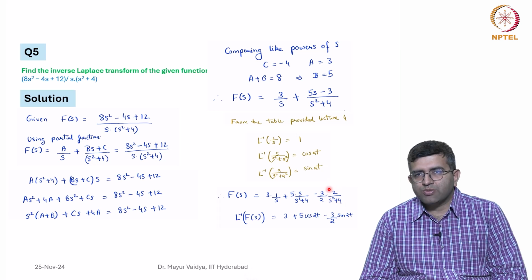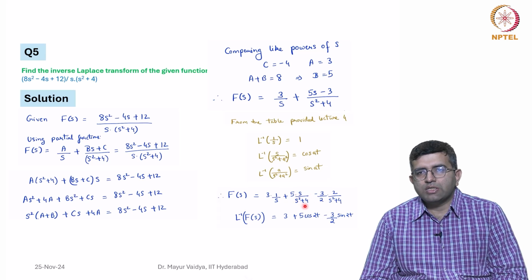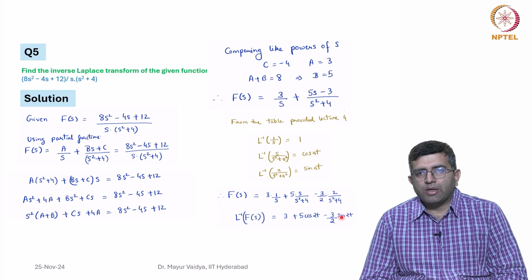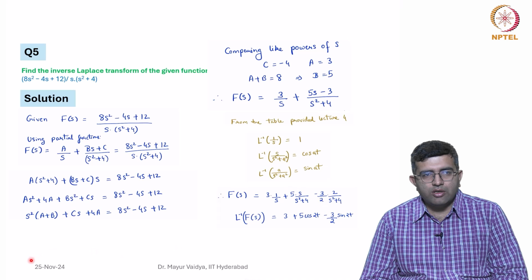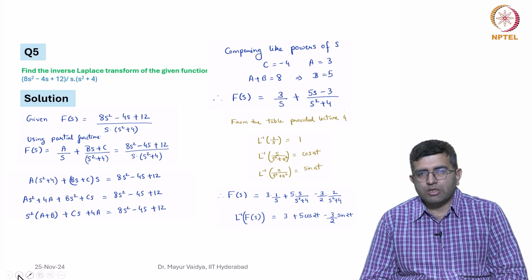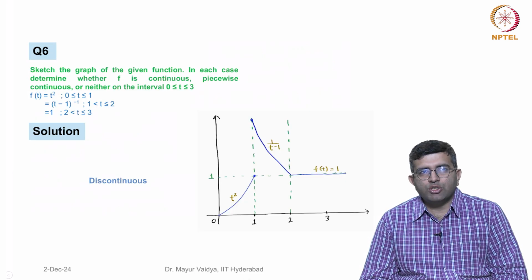So now it comes in this format, a by s square plus a square. The inverse of 1 by s is a constant, so it is 1. So it is 3 plus 5 multiplied by the inverse of this, which is cos at, where a is 2 here. So you have 3 plus 5 cos 2t minus 3 by 2 sin 2t. Here you see that we are invariably using the property of the linear operation of the Laplace transform. So this is the solution.